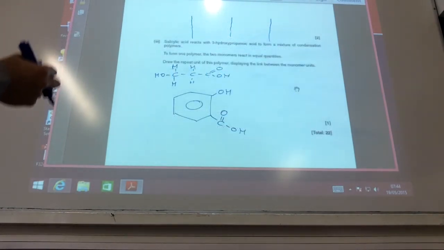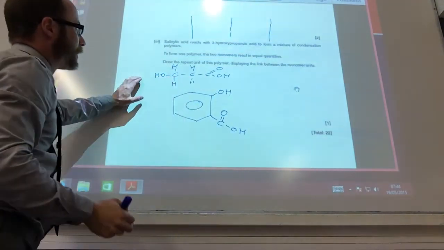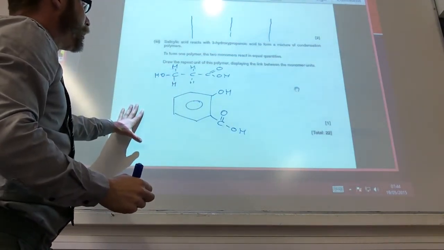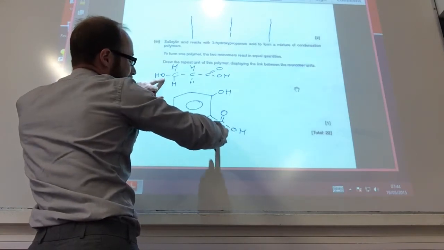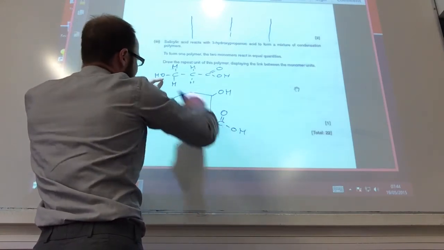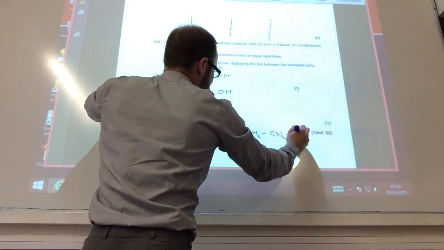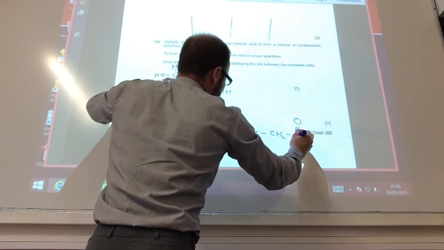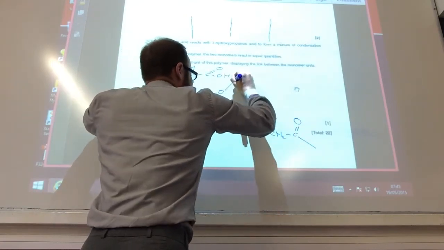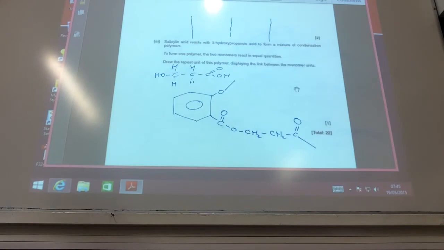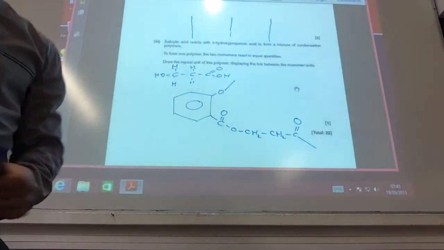Okay, so salicylic acid reacts with 3-hydroxypropanoic acid, which is this one, propanoic acid, hopefully you can see, is that, and then that's my hydroxy group, to form a mixture. One of these is to form one polymer, two monomers react in equal quantities, draw the repeat unit. So that's my diacid, that's my acid, that's going to join up, so that O becomes that O there, and then I just follow the chain down. That O would then go off, and then you can see that that's going to be the one that it joins up to from a different one. So that's how it all joins together. Key thing is a polyester. So when that one goes, it has to join an O because they're polyesters.